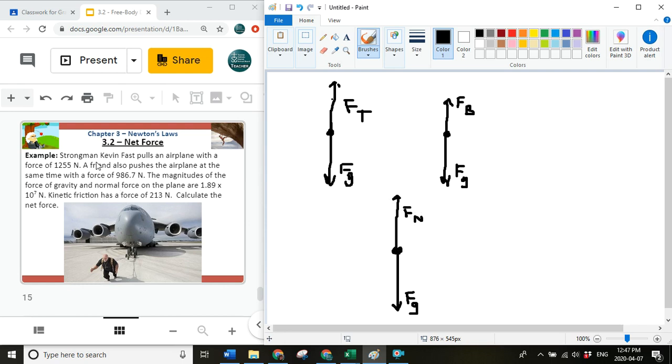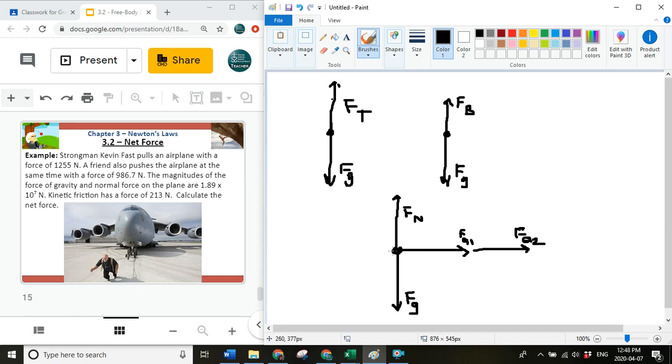Now, the strongman Kevin is pulling the airplane, so you're pulling it forward. So he's applying some sort of force, and he's pulling it. He also has a friend pushing the airplane. Okay, so I'm going to call this FA1. That's him pulling. The friend is pushing, but he's pushing in the same direction. So you have to imagine these two forces are kind of teaming up. They're both doing the same thing. They're both moving the airplane forward or to the right in the case of my drawing.